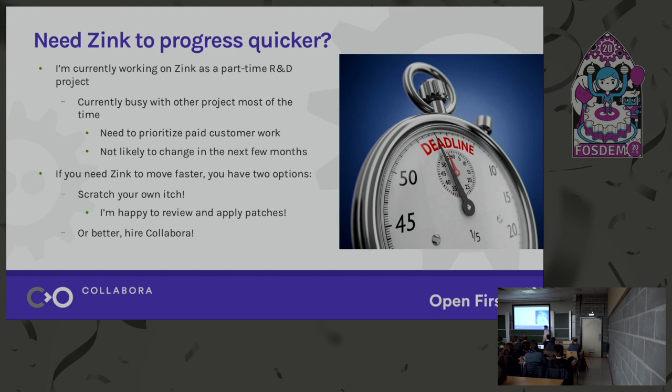But if you need Zink to move faster, I think there are two options. You can either work on it yourself, or you could hire Collabora to work on it for you. I think we're at the point where, to move this faster and more robustly, we need to find some paying customers or something to spend some proper time on it.